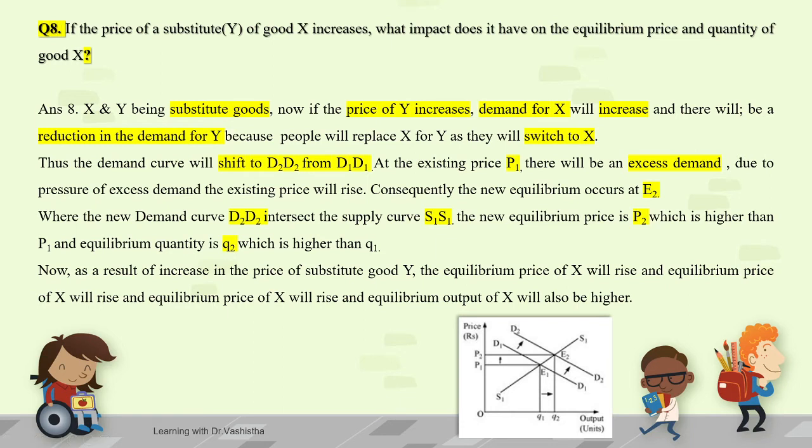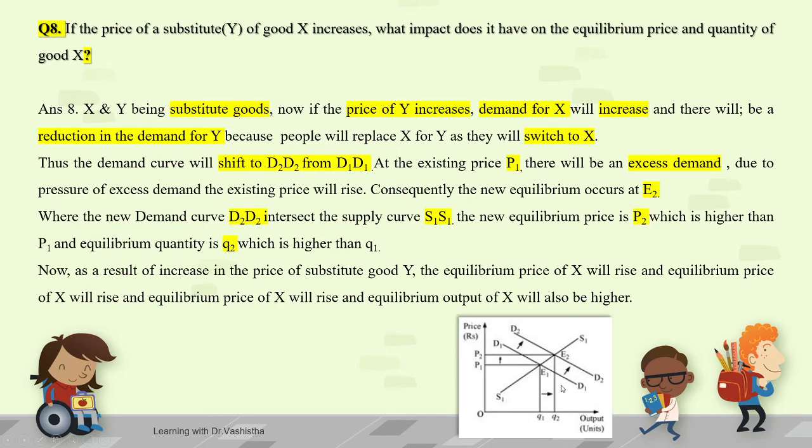At the existing price P1, there will be excess demand. Due to the pressure of excess demand, the existing price will rise. Consequently, the new equilibrium will occur at E2, where the demand curve cuts the supply curve and they are equal. Where the new demand curve D2D2 intersects supply S1S1, the new equilibrium price is P2, which is higher than P1, and the equilibrium quantity is Q2, which is higher than Q1. They both are higher than the original ones.